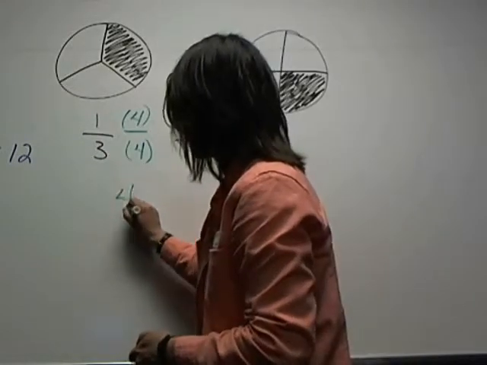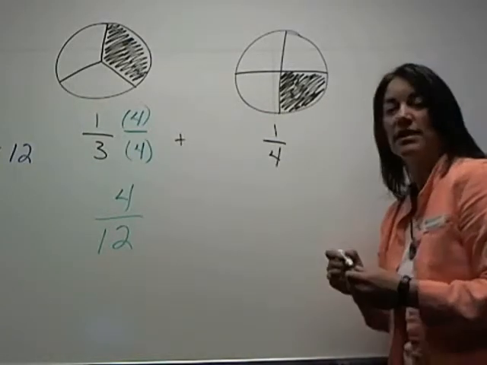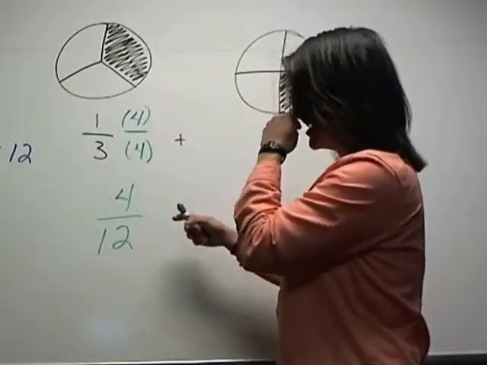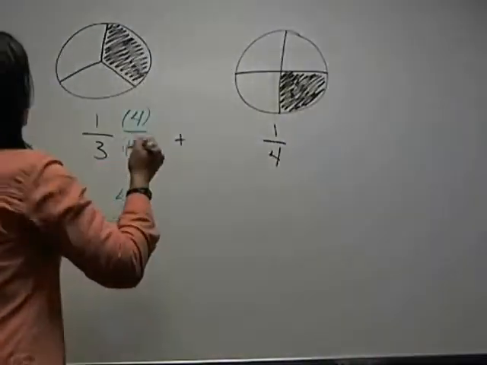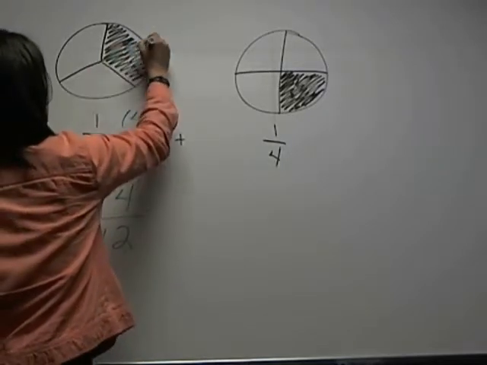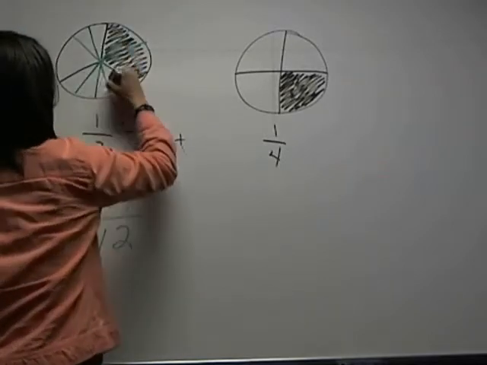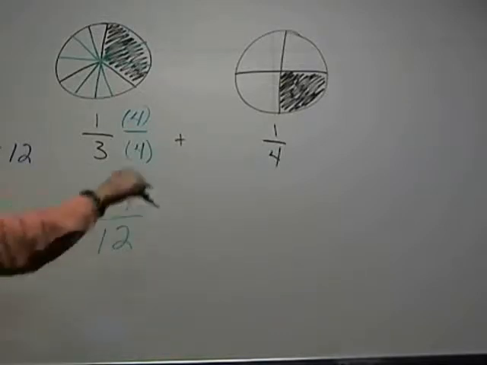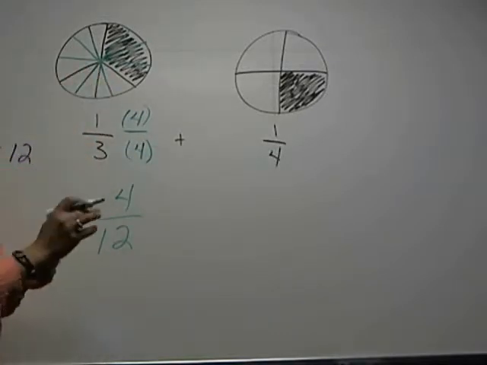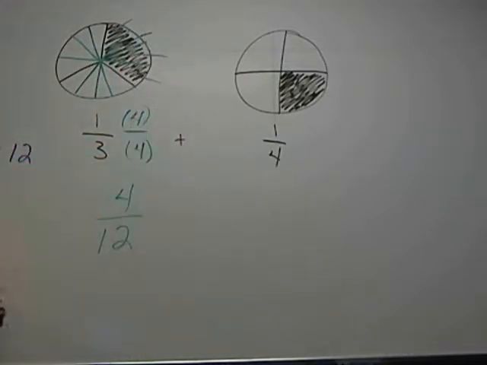So that's going to give me 4/12. Right? Now, we can actually show it on the picture. I increased the number of cuts in my pieces here, and now I have 12 pieces that would make a whole. I didn't shade any more. How many pieces do I have shaded? 1, 2, 3, 4. 4 parts out of 12 is the same thing as 1 out of 3.